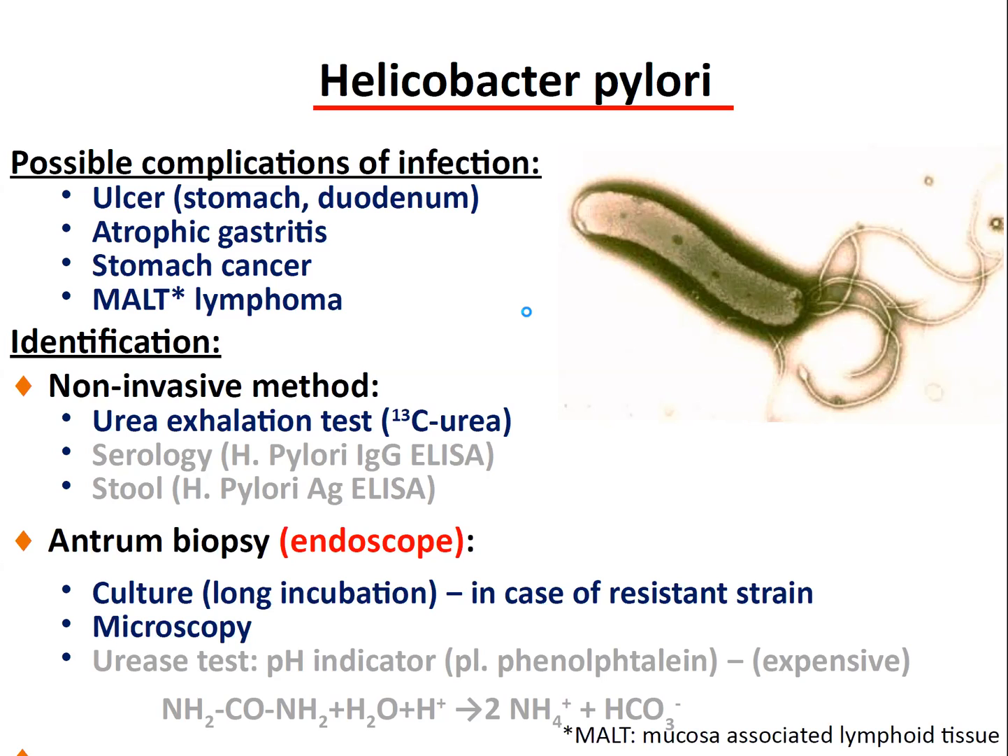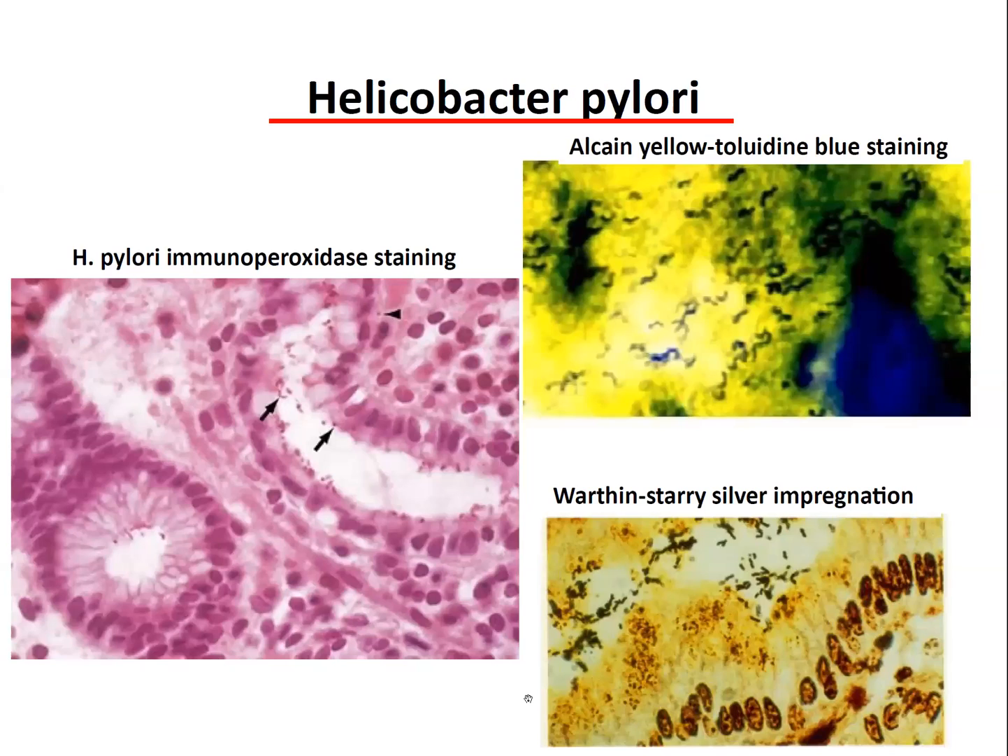The antrum biopsy, as I mentioned, and the cultivation, that's another direct proof for this bacterial infection. And this is what the urease test means. You can detect it right here. Now, this is how they look like. There's a little staining with the bacteria. You can see it here or here, how this H. pylori looks.